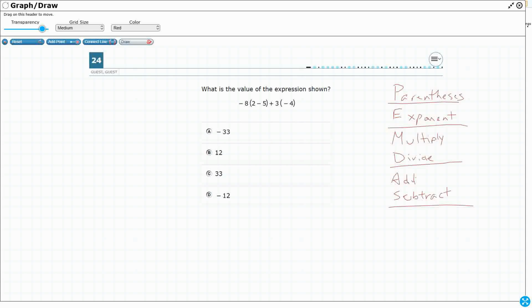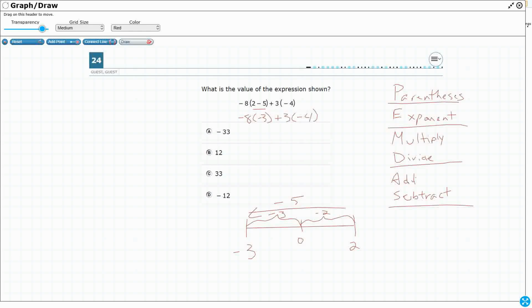So we're going to take care of the parentheses first, and really that's just 2 minus 5. Let's look at it as a number line. I'm going to start with my 2, and I need to do a minus 5. Minus goes this way. I can only go 2 to get back to 0, so I need to take another 3 over here to get my total of minus 5. So that's why we're at a negative 3. So I can rewrite this as negative 8, negative 3, 3, negative 4.